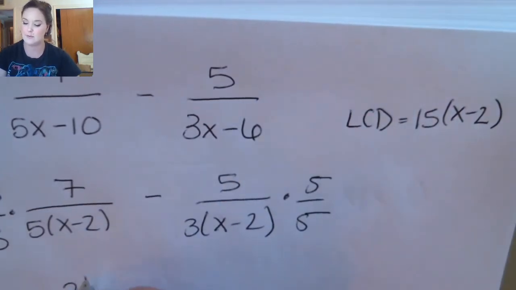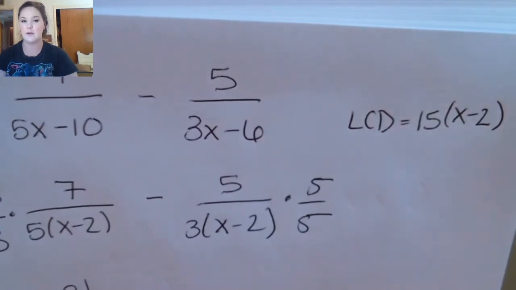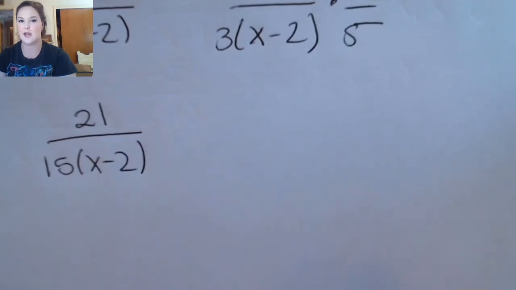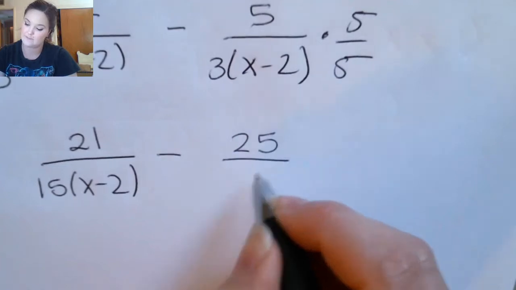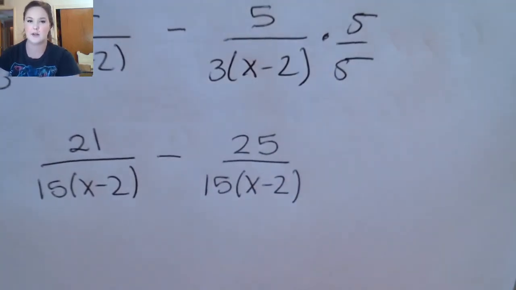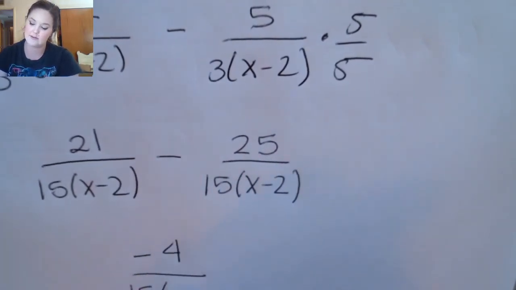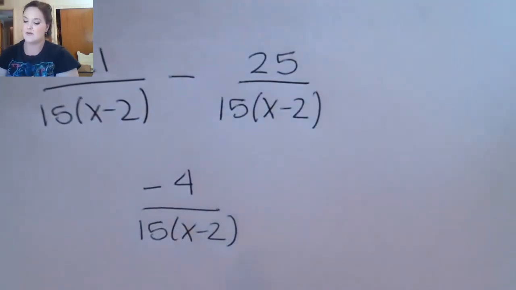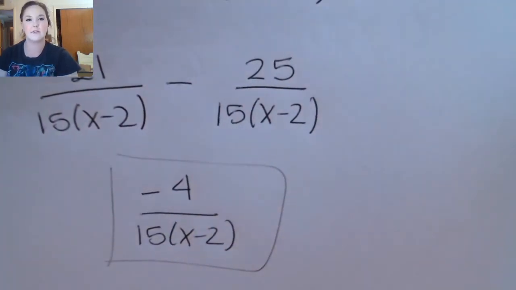Okay, so here I'm going to multiply it out. Okay, again, you don't need to multiply this out because you're not going to be adding that with anything. Okay, and now I'm going to subtract. 21 minus 25 is -4 over 15 times x minus 2. Okay. Now there's no common factors between that 4 and that 15, so this is my final answer.